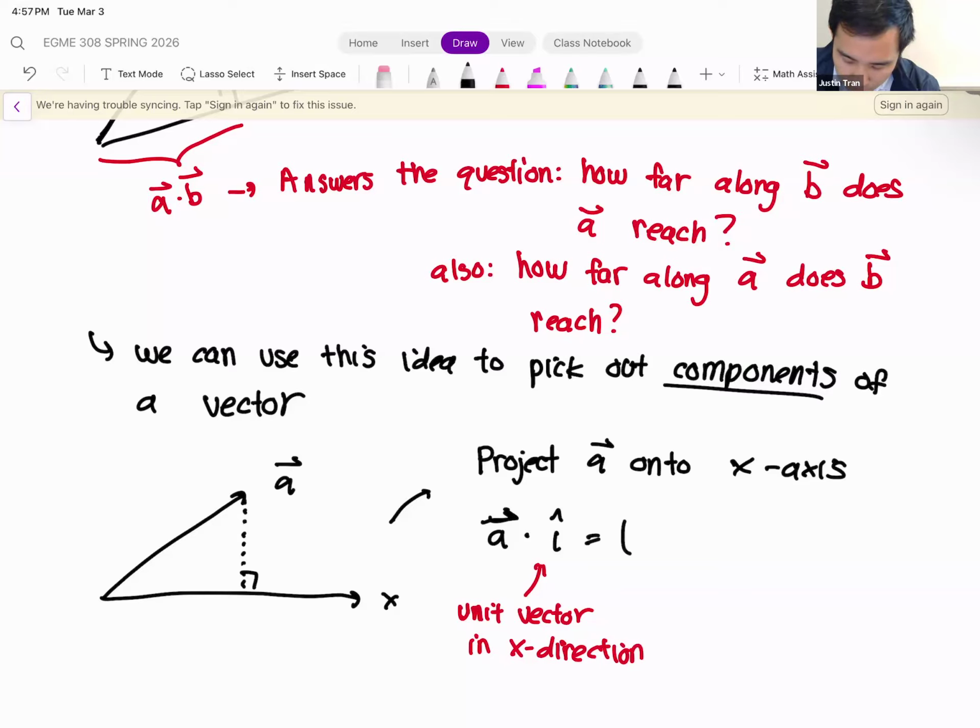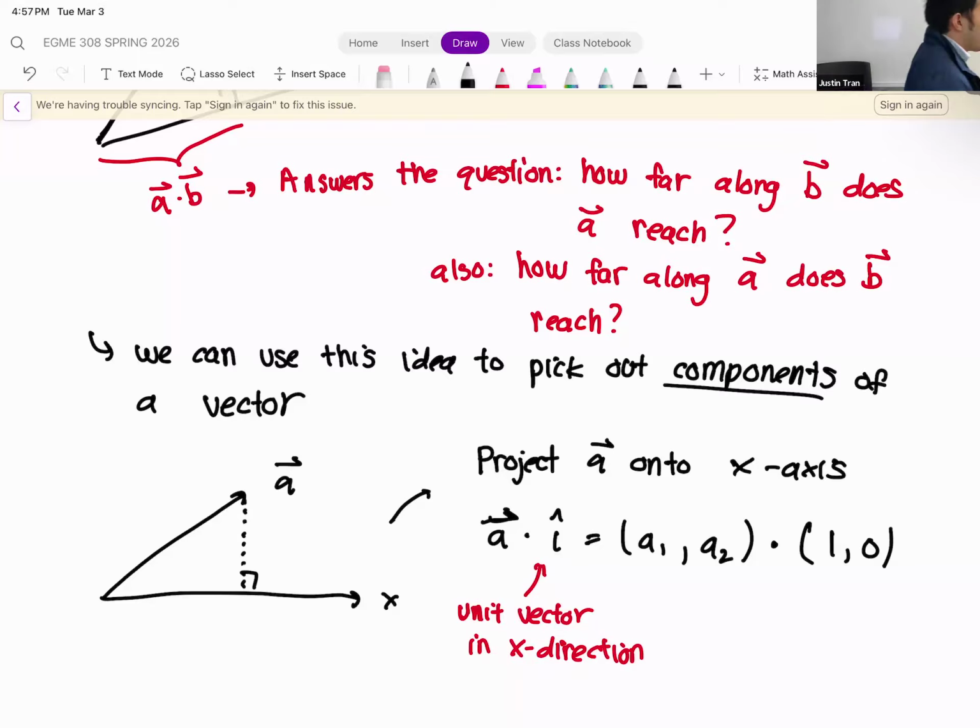Okay, so if we write this out, our vector A, we'll just assume it's 2 dimensions for now. Our vector A is going to have components A1, A2. And our i vector here is a unit vector in the x direction. Remember, a unit vector is a vector with a magnitude of 1, and a vector of magnitude 1 that goes purely in the x direction is going to have a value of (1, 0).